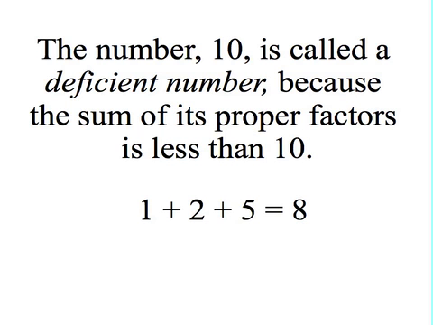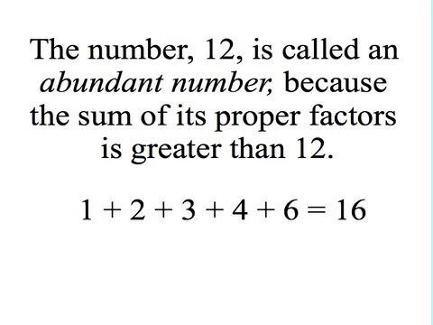And here we demonstrate 1 plus 2 plus 5 is 8. And 8 is less than 10, so 10 is a deficient number. Let's try 12. Well, that's an abundant number because the sum of its proper factors is greater than 12. 1 plus 2 plus 3 plus 4 plus 6 is 16, and 16 is greater than 12.